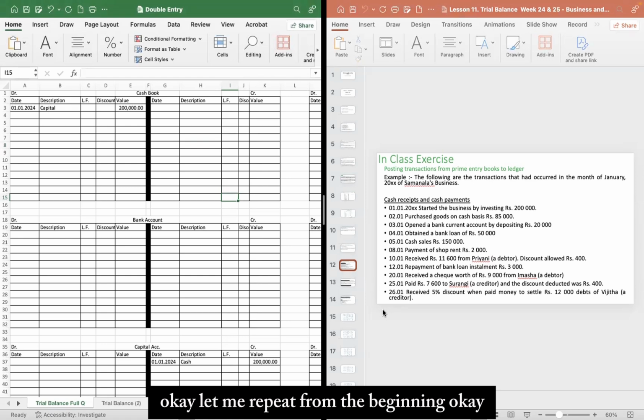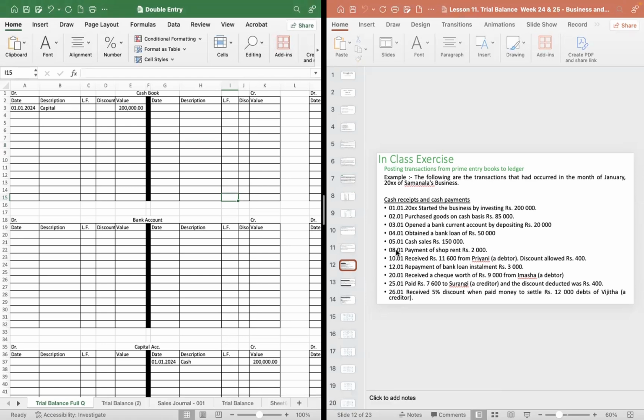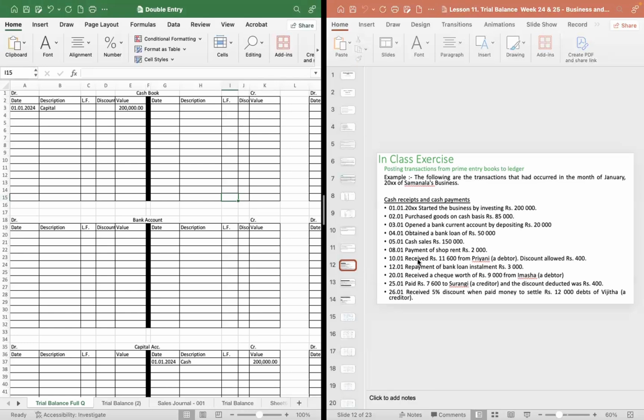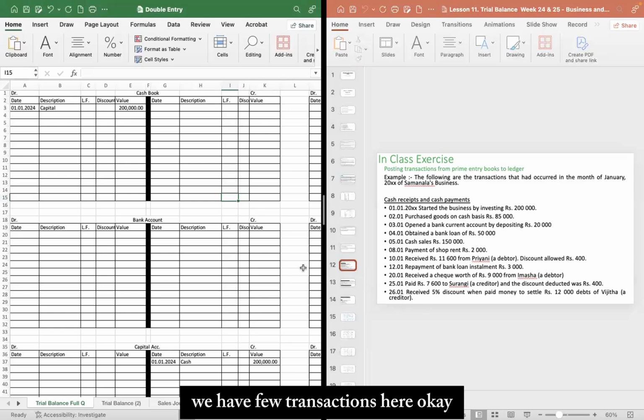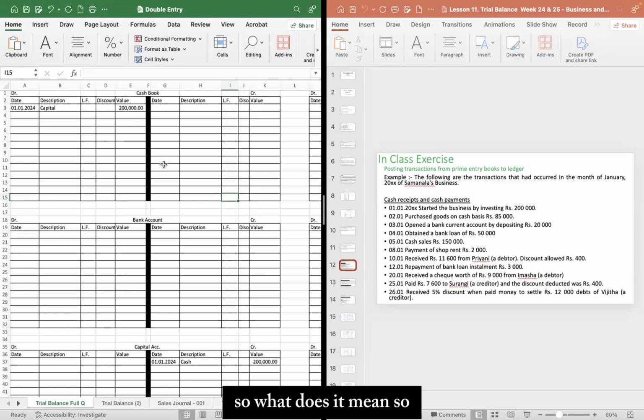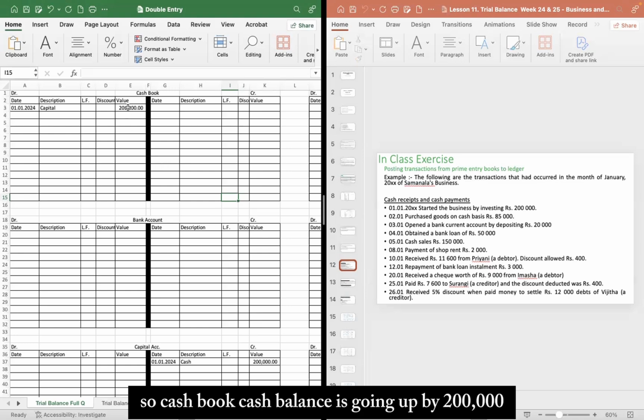Okay, let me repeat from the beginning. So firstly, we are going to try out cash receipts and cash payments, and we have a few transactions here. Okay, so we'll look into the first transaction. January 1st, started the business by investing 200,000. So what does it mean? The business has received 200,000 as capital. So the cash book cash balance is going up by 200,000.